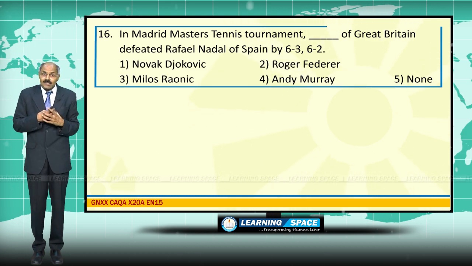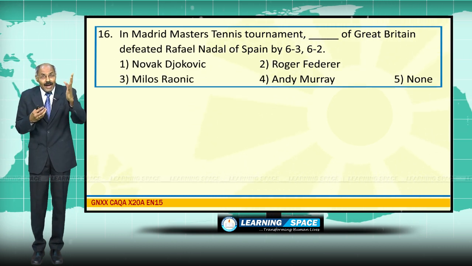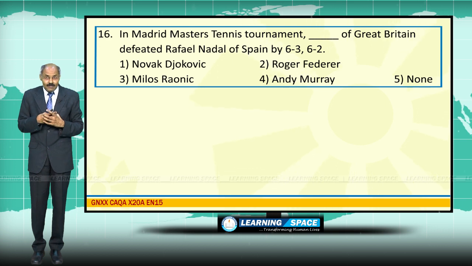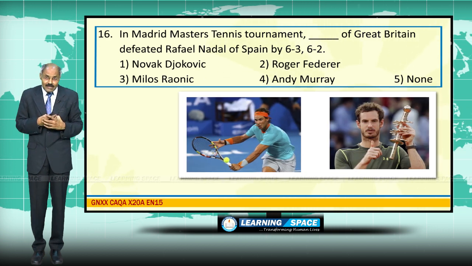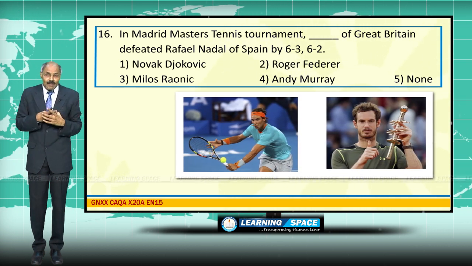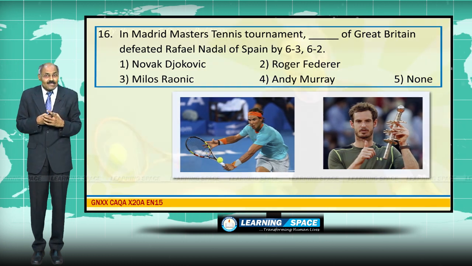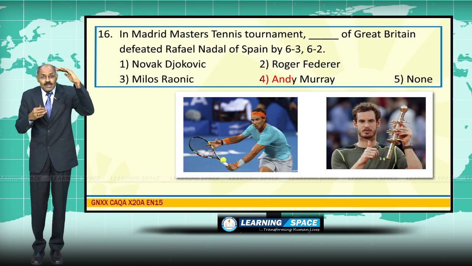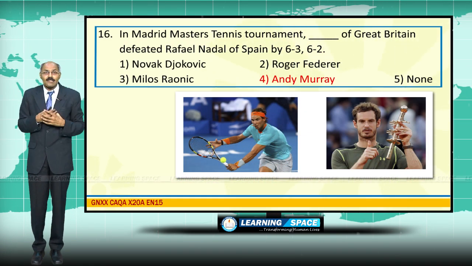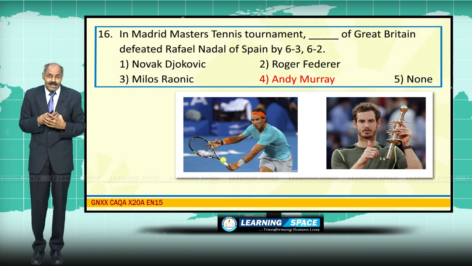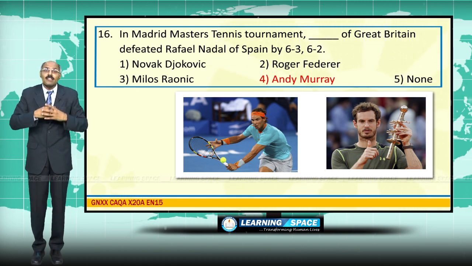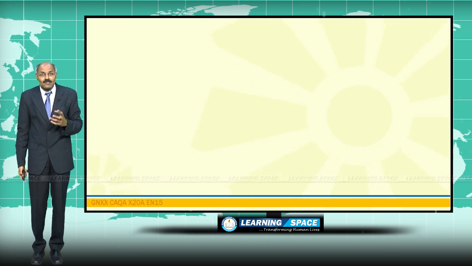In the Madrid Masters Tennis Tournament, Andy Murray of Great Britain defeated Rafael Nadal of Spain by 6-3, 6-2. With this, Andy Murray reached the third position in the rankings given by the Association of Tennis Professionals, or ATP. Because of the loss, Rafael Nadal of Spain has gone down to 7th position. Please look into the next one.